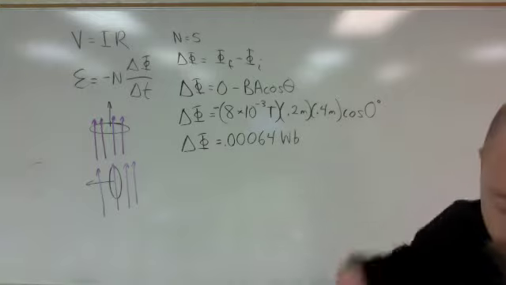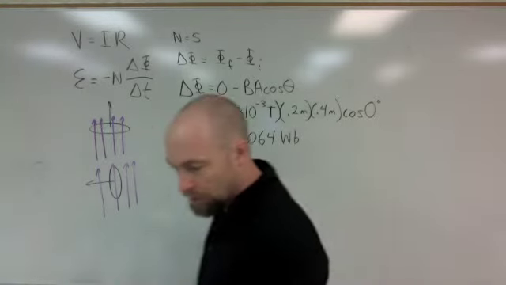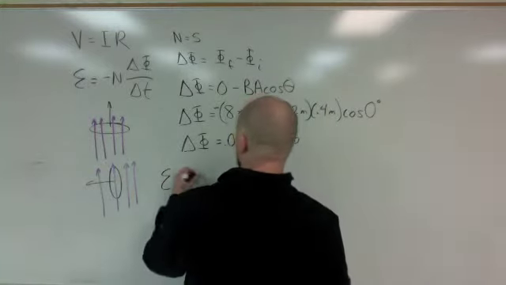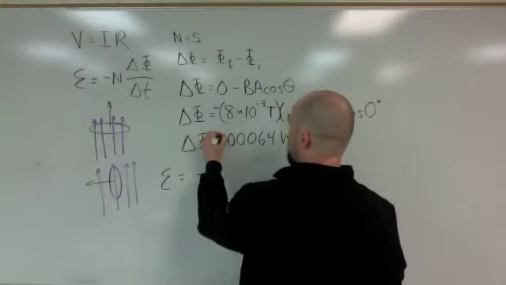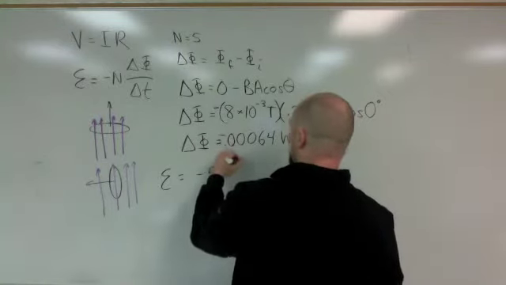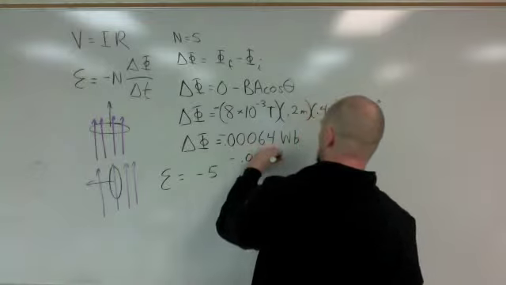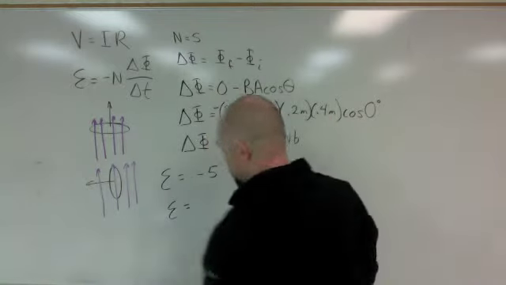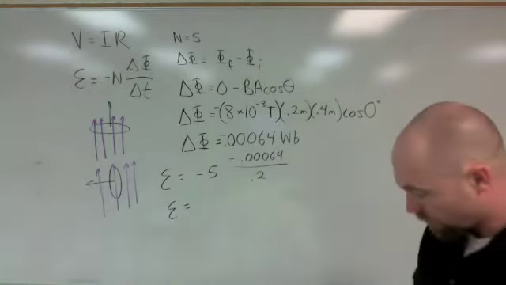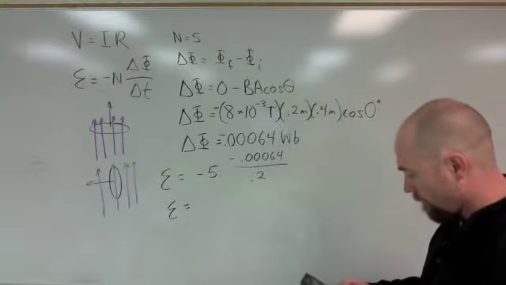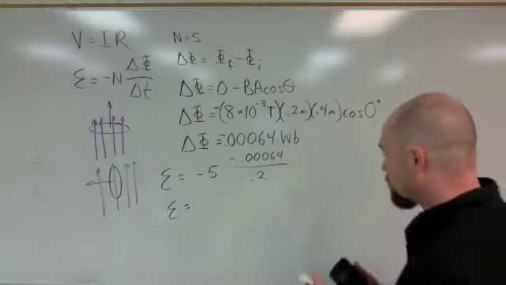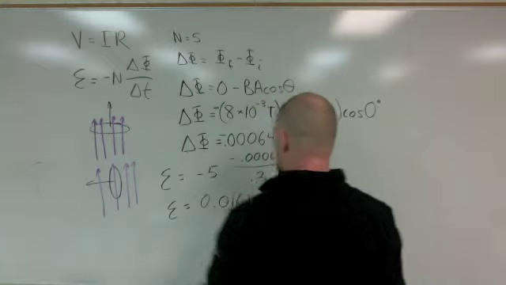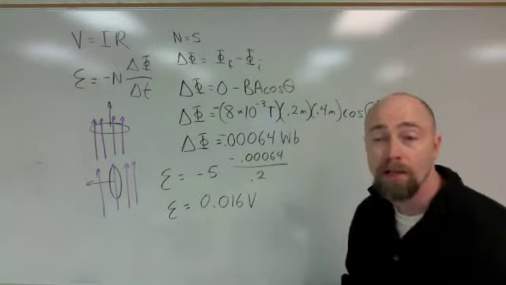All right, so then we got to plug it in. So if we plug this back into our equation, we are going to get negative 5 times, the change in flux, remember that was negative, sorry, negative 0.00064 divided by the time, which was 0.2 seconds. So my EMF, or voltage, is going to be 5 divided by 0.2 times that. So that's how much voltage is induced across my loop.